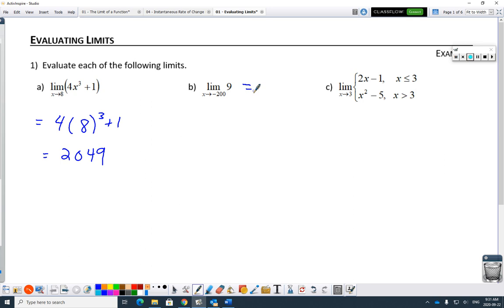So I say, okay, what's the limit of the function 9 when you approach negative 200? The function's 9. Oh, what if you approach negative 200? The function's 9. It's always 9. You're like, I know, but I'm approaching negative 200. Like, I am Groot. Yeah? 9. I'm always 9. I am Steve Rogers.